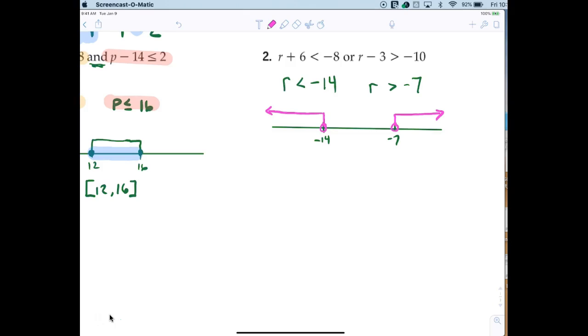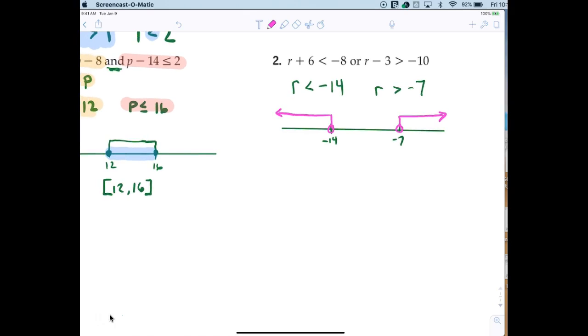All right, so this is an or statement. The reason it's an or is because I can't be on one side and the other. I can't be less than negative 14 and greater than negative 7. Does that make sense? No numbers in both positions. That's why it has to be an or statement. So or statements, 90% of the time, are going in the opposite direction. And what that means is now for your interval notation, we would say from negative infinity to negative 14.